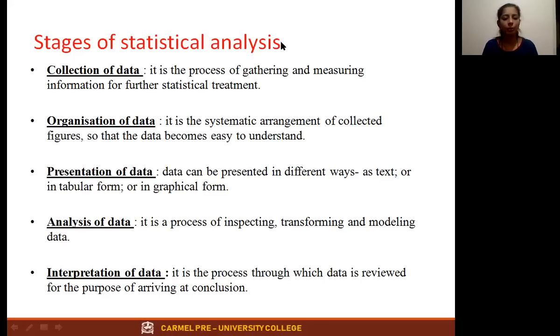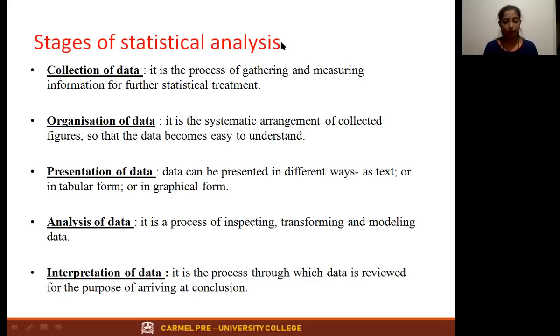Next, with the help of that data, we have to analyze. We have to inspect what conclusion can be given. Analyzing, examining, inspecting: that is analysis of data. What has gone wrong? What is the reason behind this? This is what analysis is. Clear?